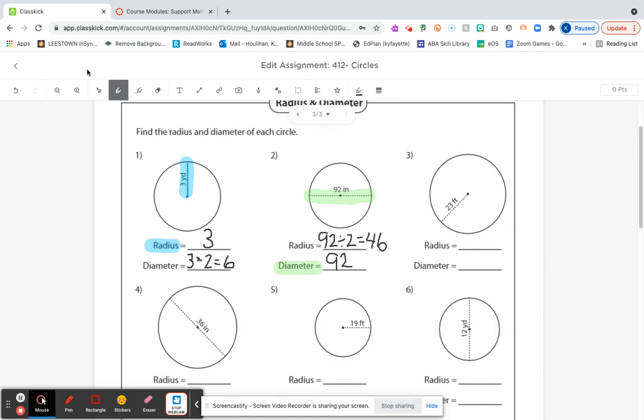So now that I've done 2 different kinds, they give you the radius, you have to find the diameter. They give you the diameter, and I had to find the radius. So I've shown you both ways.